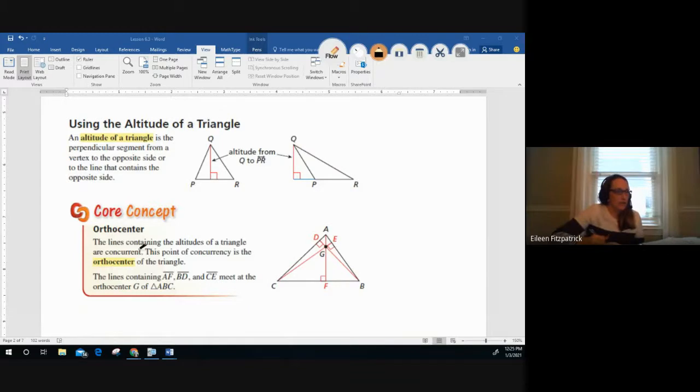The orthocenter, another term, is where your altitudes all intersect. You can see in this example, AF is an altitude, CE is an altitude, and BD is an altitude. AF is an altitude because you go from the vertex perpendicular to the opposite side, from C perpendicular to the opposite side, and from B perpendicular to the opposite side. And they all intersect at what's called the orthocenter. That's your point of concurrency there.